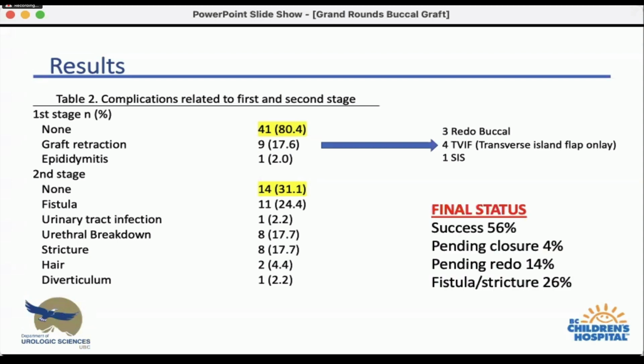So what's the final status of our patients today? We have a success rate of 56%. 4% of them are pending closure of those redo buccals. 14% are pending a redo of the entire reconstruction, that means starting all over again. And 26% have a fistula or a stricture. From these 26%, most of them we are just observing until they reach puberty in order to have higher success rates when closing the fistulas or the strictures. Some of those are just having endoscopic dilations.